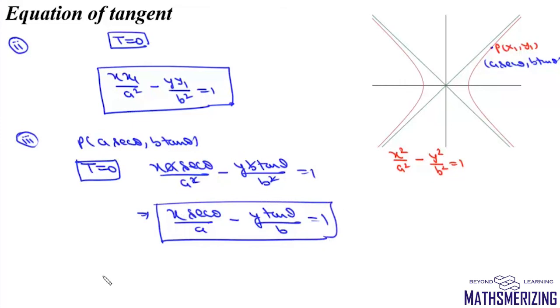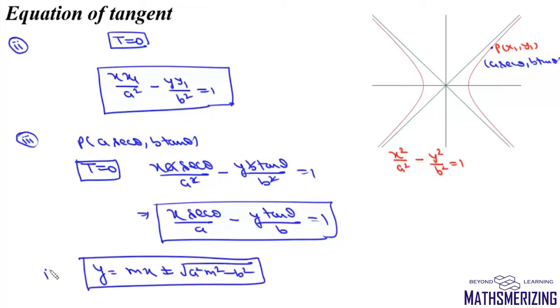So if we are given slope, then we can write this equation as y equals mx plus minus under root of a square m square minus b square. So that's our first equation in terms of slope. If we are given a point x1 y1, we can write this equation as x x1 upon a square minus y y1 upon b square equals 1. And if we have to write parametric equation of tangent, then we have to simply take this point as a secant theta and b tan theta, in which case equation of tangent will be x secant theta upon a minus y tan theta upon b equals 1. So these are the three equations of tangents in case of a hyperbola.